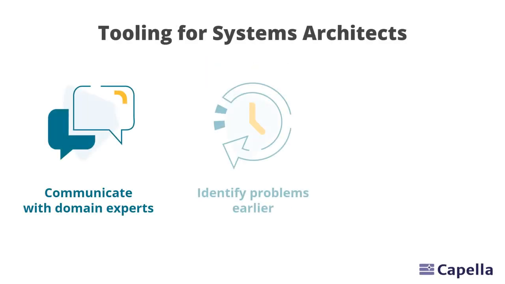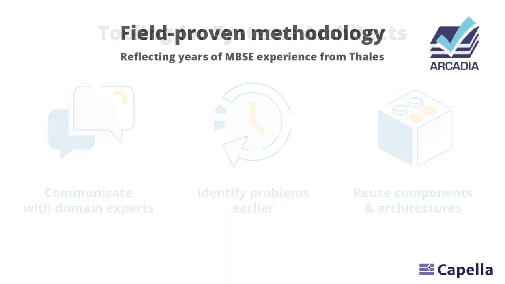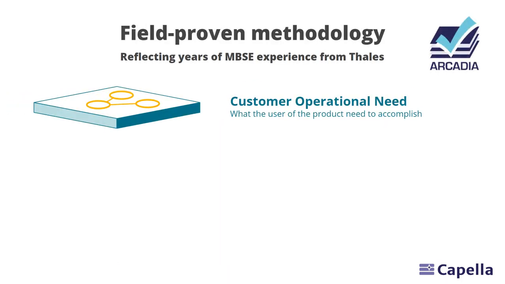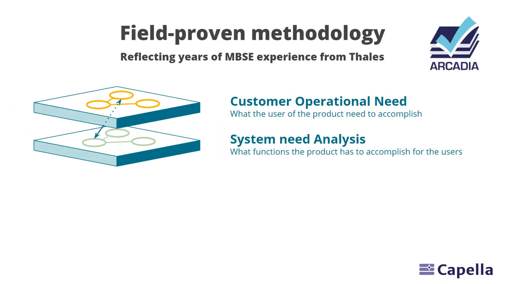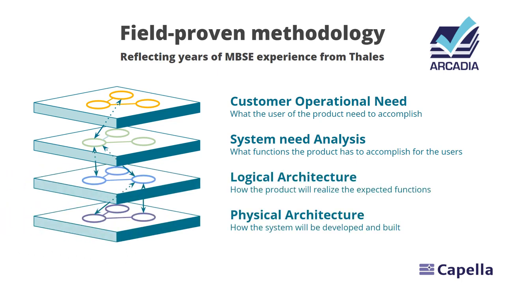To successfully specify and design new products, systems architects need a tool to better communicate, analyze, and reuse components and architectures. They also need a system engineering method to guide them through the process of identifying needs and specifying the solution that meets the customer's requirements and realizes the expected functions.